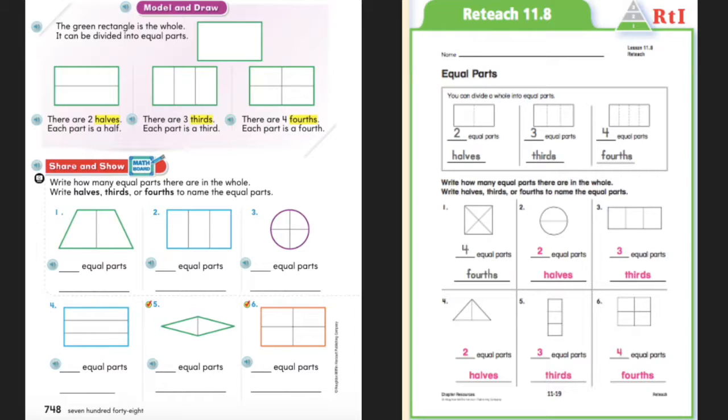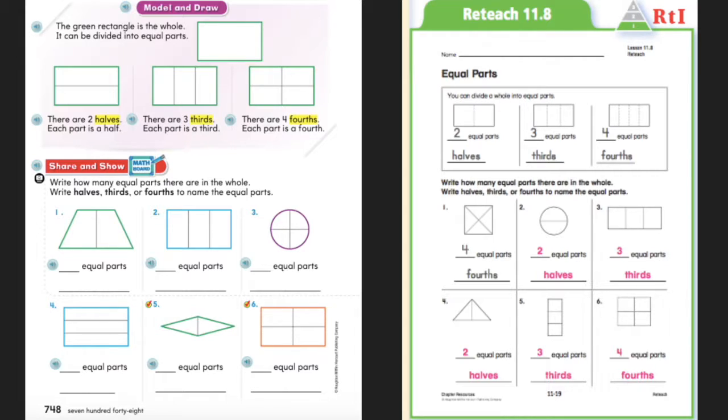On the share and show, students will work through these 6 questions independently as I walk around the room with the checklist. During this time while they're working on this, I'm noting if they're doing it correctly or if they're not anywhere close to where they need to be. So based off that checklist, I can form 2 groups.